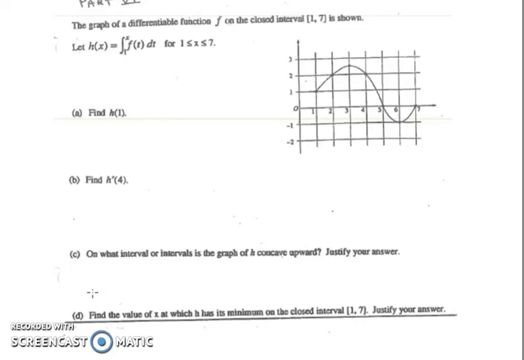All right, part 6 is an FTC part 2 problem. Very first thing they want us to do is find h of 1. And the nice thing about h of 1 is that means I'm integrating from 1 to 1. And when that happens, of course, I integrate to 0. So there's really no work to show there. You could have just written down 0.